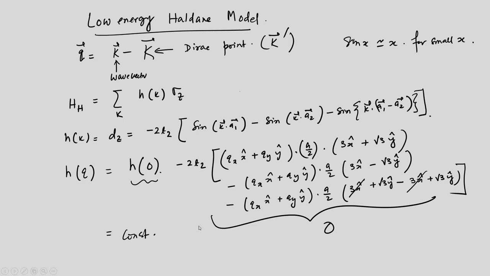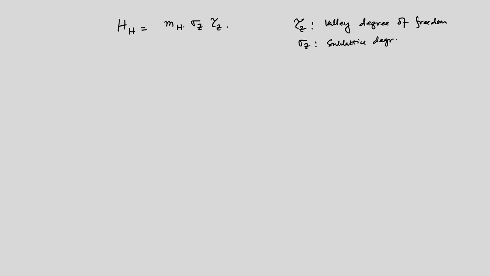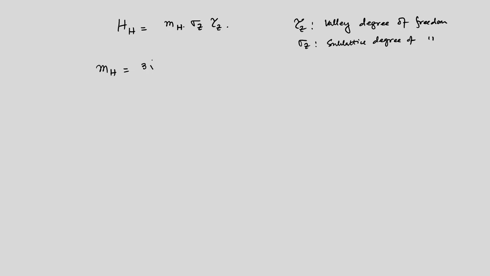Okay, so this is the low energy form for that, and one can write down the Haldane Hamiltonian as MH sigma z gamma z. Gamma z once again denotes the valley degree of freedom, and sigma z is of course the sublattice degree of freedom. And this MH is the Haldane mass, and it has a value, as I said, that you have to calculate carefully in order to get this particular constant, and this comes out as 3 root 3 T2. In some literature you will find it as minus 3 root 3 T2, but it does not matter. This is the magnitude of the Haldane term.